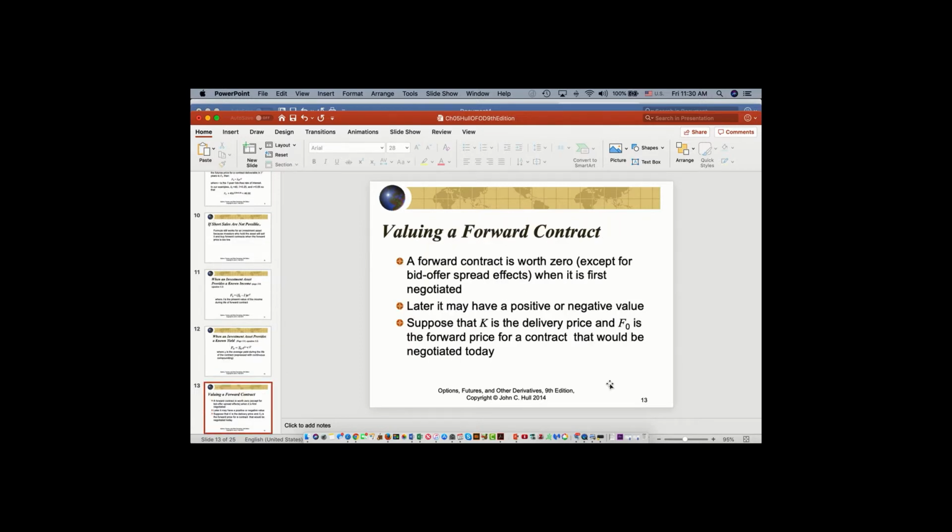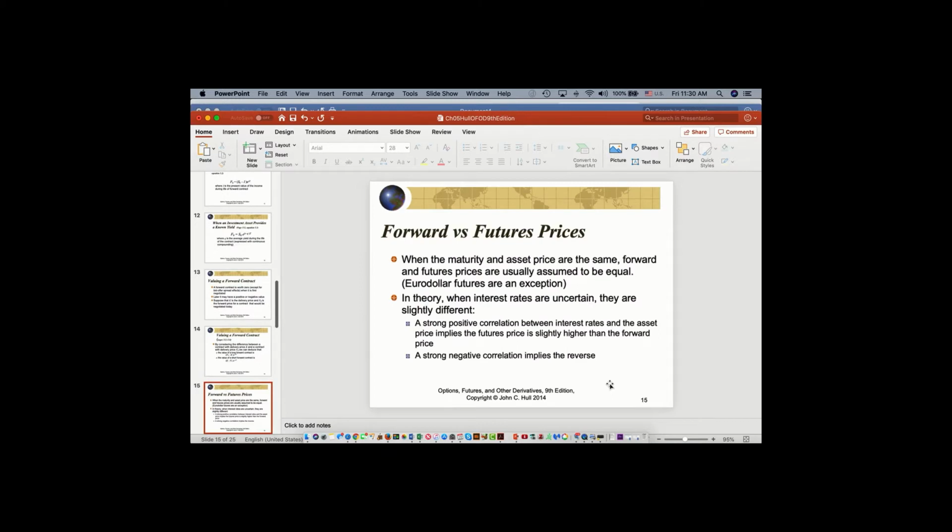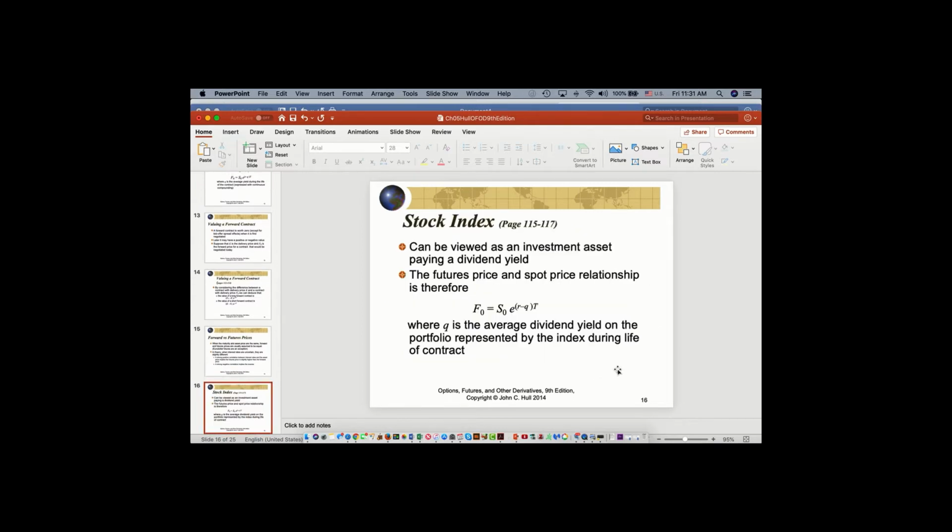The other thing that I'd like you to emphasize is that forward and futures prices are almost always the same except for this scenario, because in futures you have the margin, and therefore as interest rates go up, your portfolio value will go up, the margin account will go up, therefore the futures price should be greater than the forward price. And the reverse is also true when interest rates are going down.